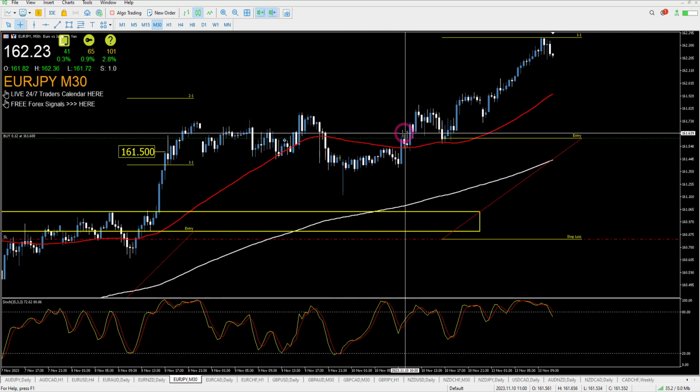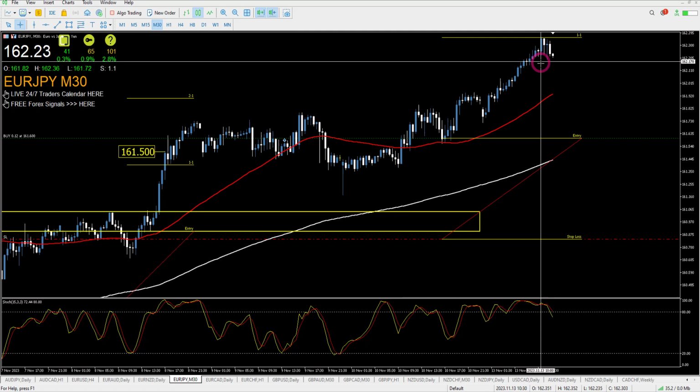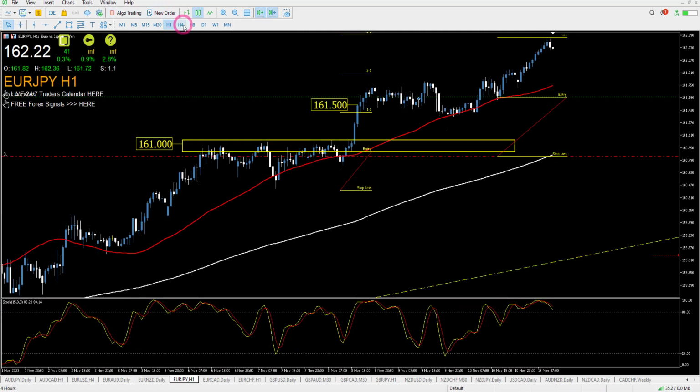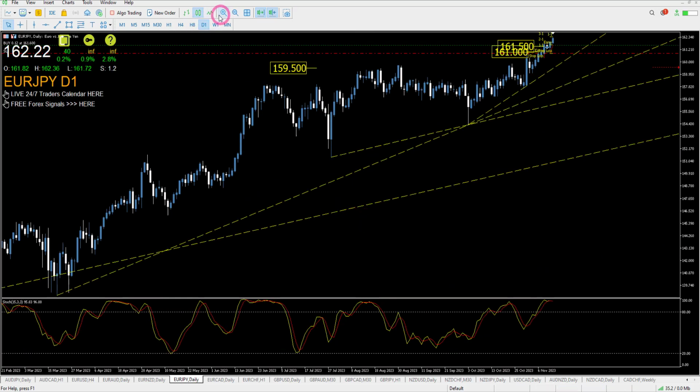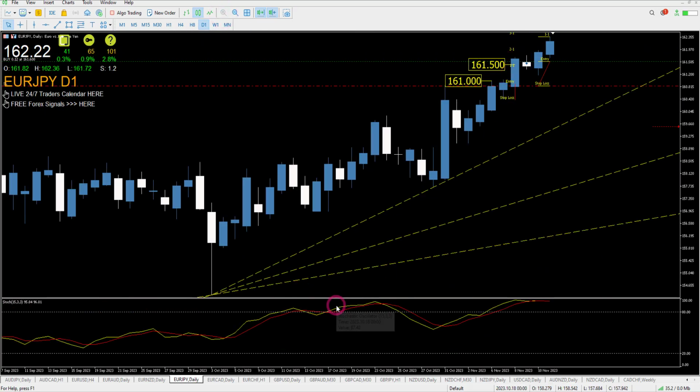We went sideways, closed back above the 50 MA again, and then price went off to the upside. So there's obviously still some upside to this market. I'm still happy to hold it. But if you are in that position, you can look at that one.